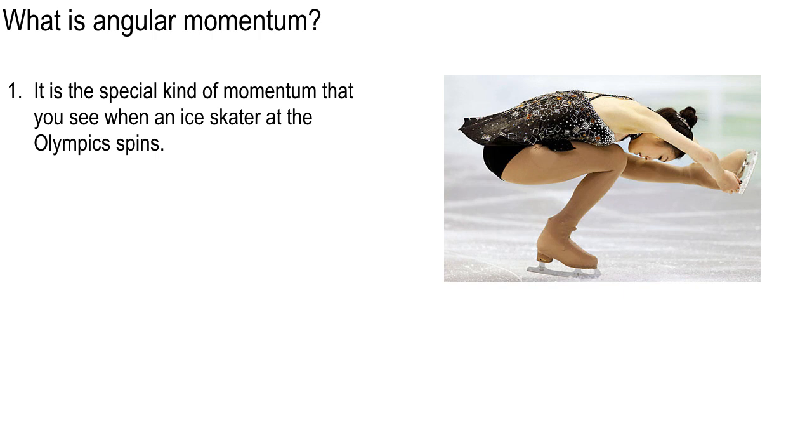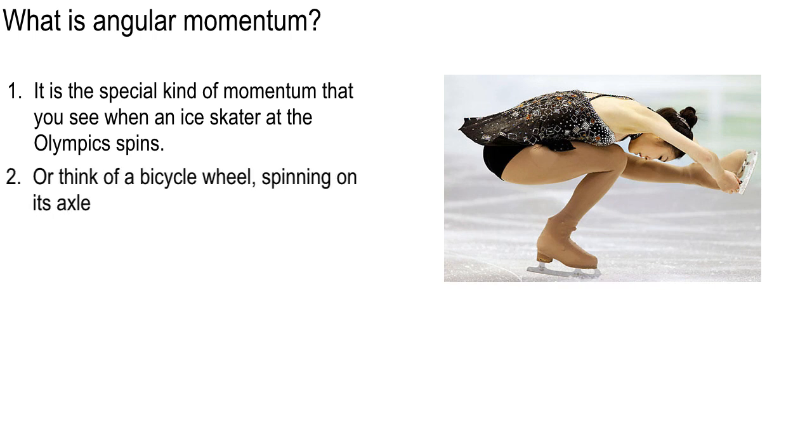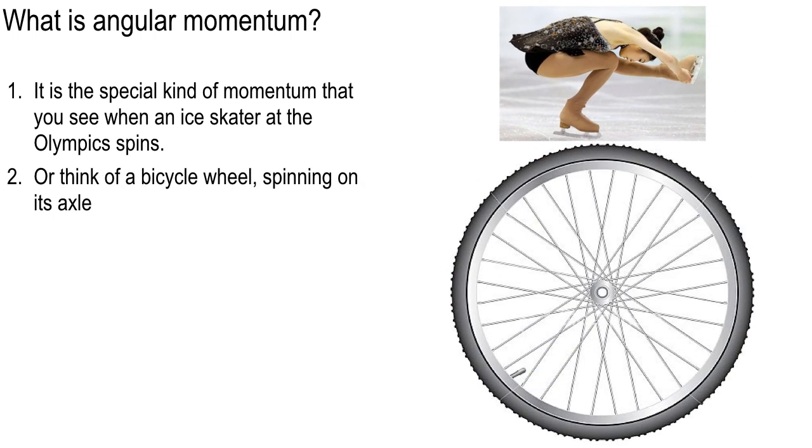Her center of mass is right above the skate. Okay? And so she's extending her leg and her arm on one skate and slowing down. Okay, bicycle wheels, same thing. Spinning. It's not going from point A to point B.